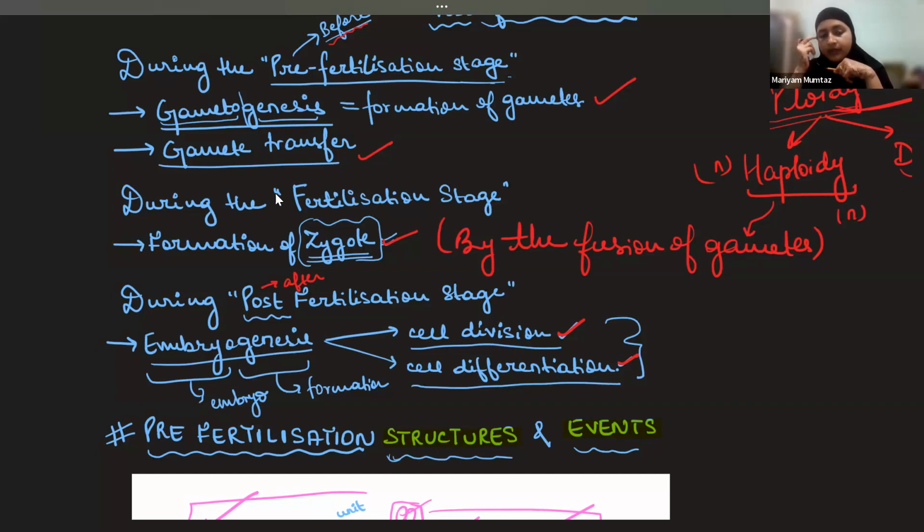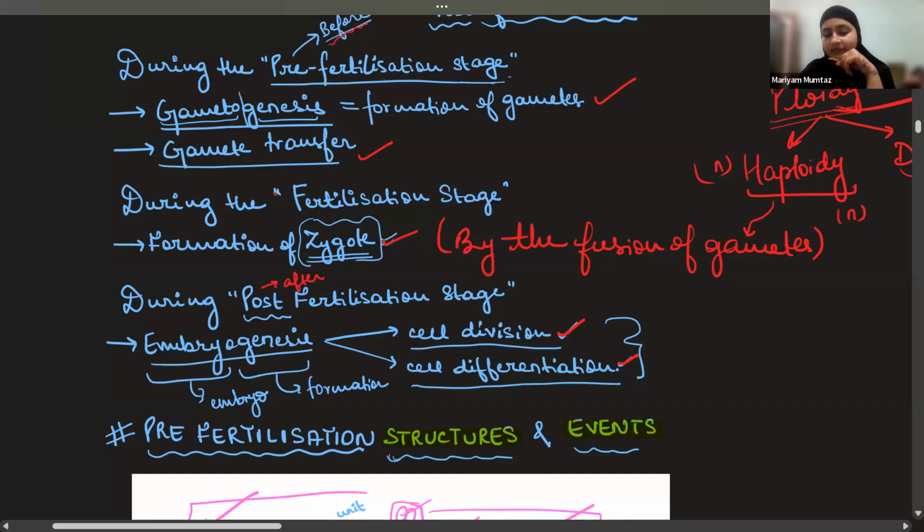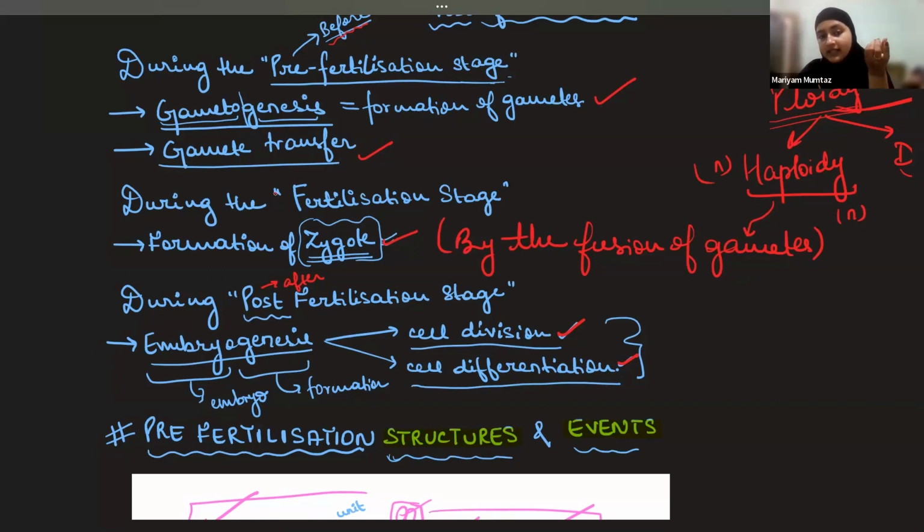Tell me, Abdul. The gametes are? Ploidy of gametes? If it has two cells? Two cells? No. I'm asking about the ploidy. Ploidy. Meaning how many sets of chromosomes it has?